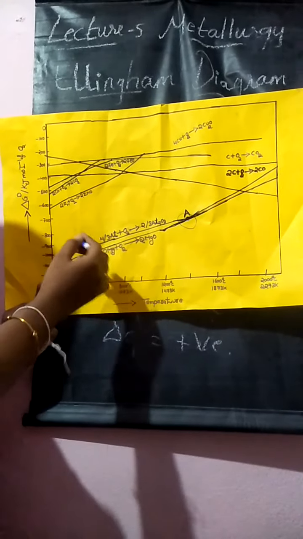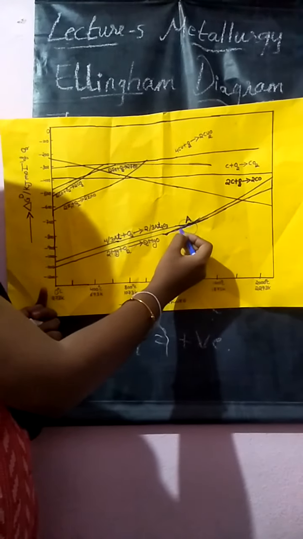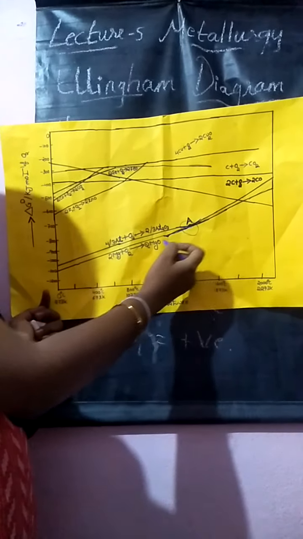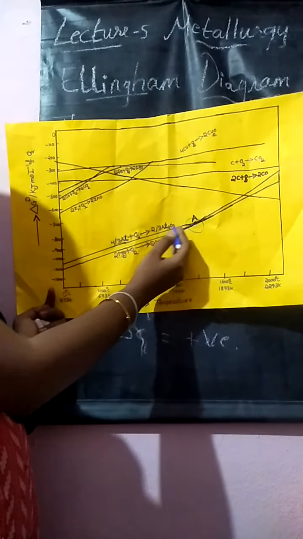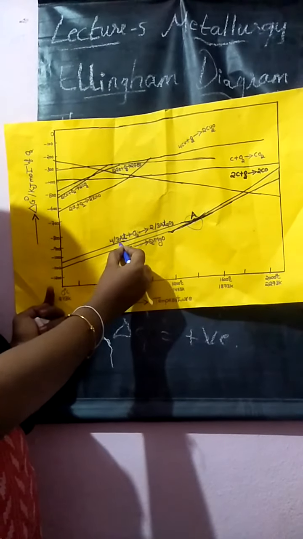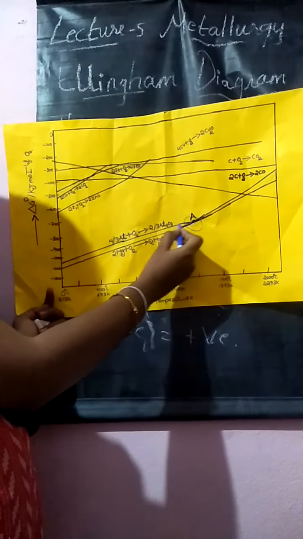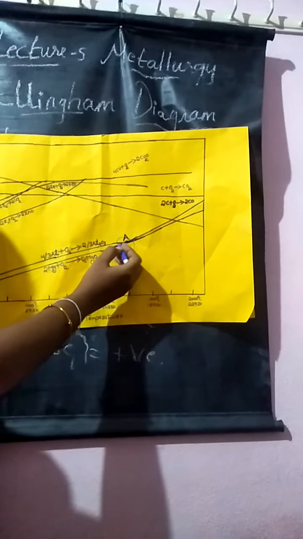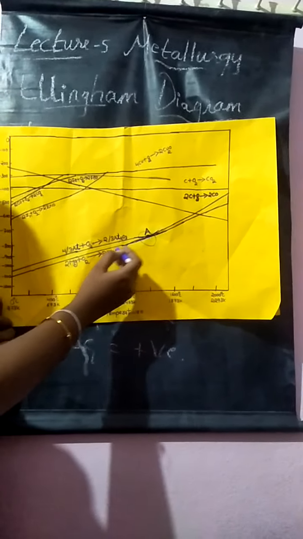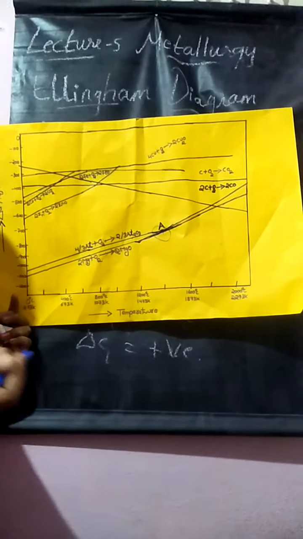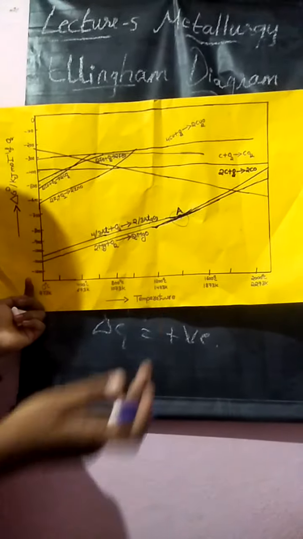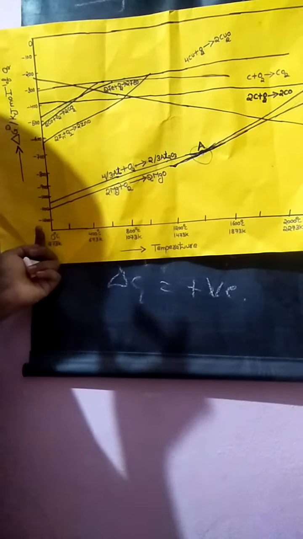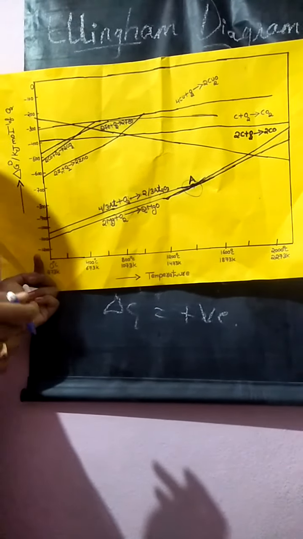And the third point is, if you see any line which is not straight, which is abruptly changing its direction, it means that there is a phase change. Here the best example is aluminium reacting with oxygen to give Al2O3. You can see that the line is bending, which means that here aluminium is converting from solid phase into the liquid phase. So any abrupt change is nothing but a change in the phase from solid to liquid or liquid to gas.